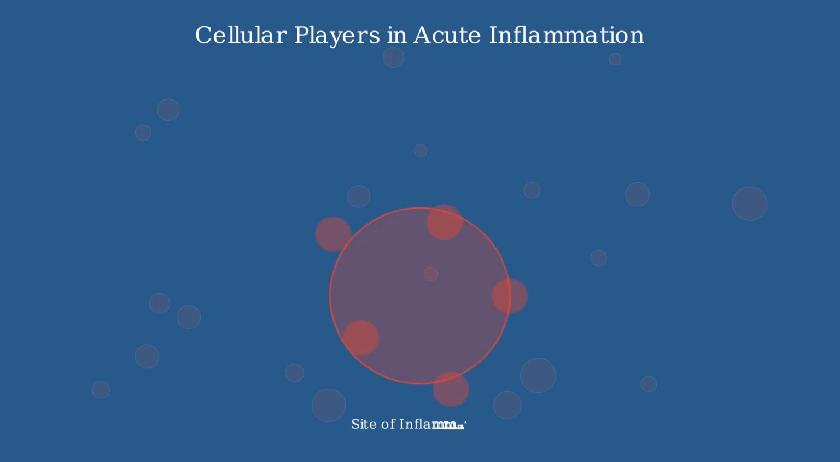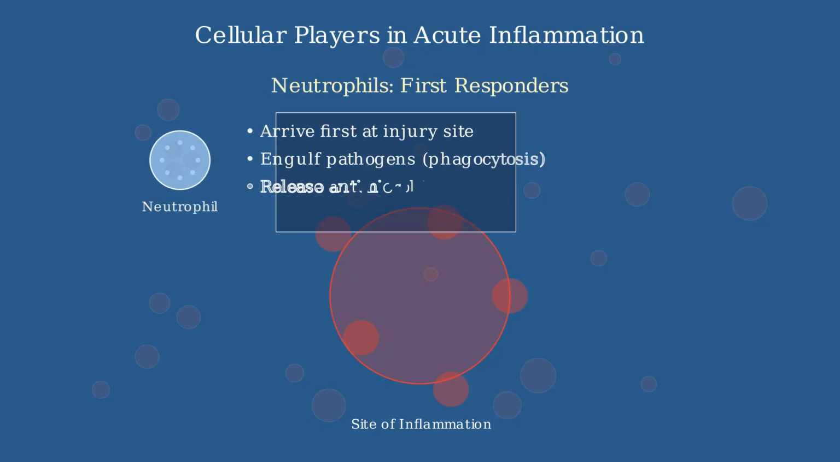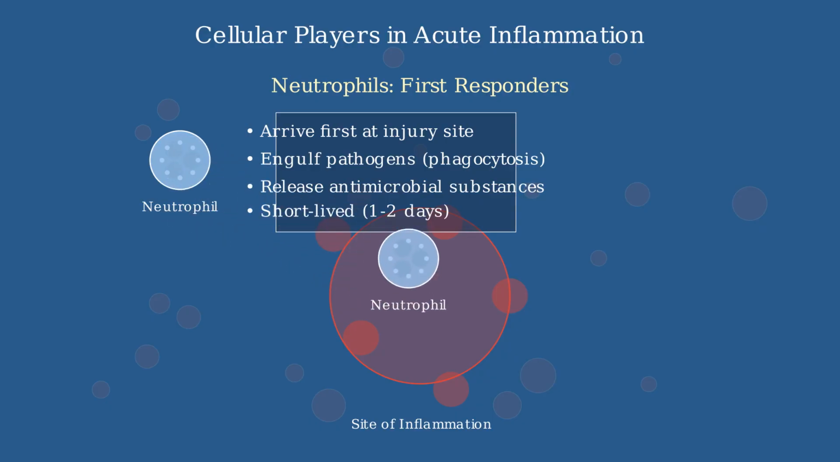During acute inflammation, several types of white blood cells respond rapidly to the site of injury or infection. Neutrophils are the first cells to arrive at the site of injury. These white blood cells typically reach the site within minutes to hours. Neutrophils travel from the bloodstream to the injured tissue through a process called diapedesis, where they squeeze between blood vessel cells. Once at the site, neutrophils engulf pathogens through phagocytosis and release antimicrobial substances to destroy microorganisms.